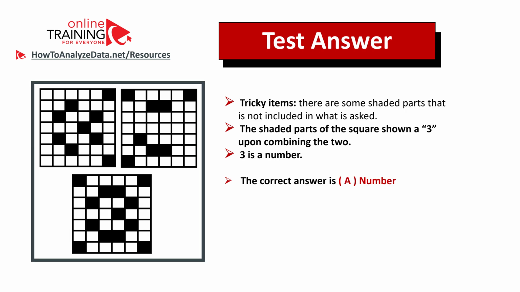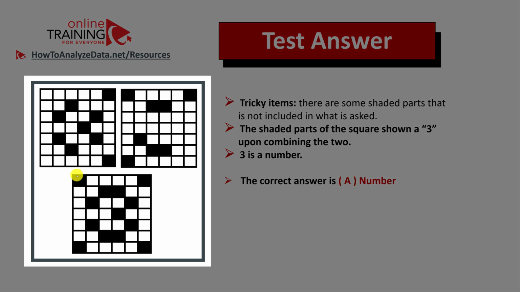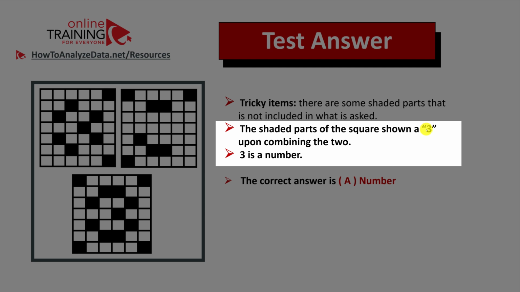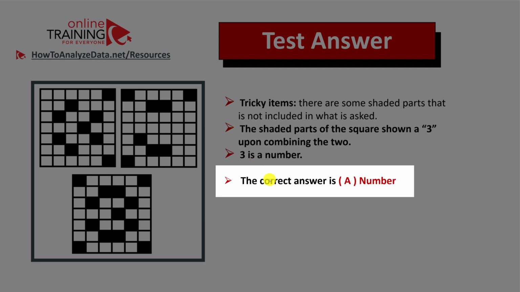As you might be well aware, tests are not designed to be solved easily, so you should look out for tricky items as well, and that's what we see here, specifically shaded parts in the corners. They're not part of the end figure, and they are designed to confuse you. But upon combining both rectangles, you can see that you formed a 3, and 3 is the number. So the correct choice here is choice A, number.